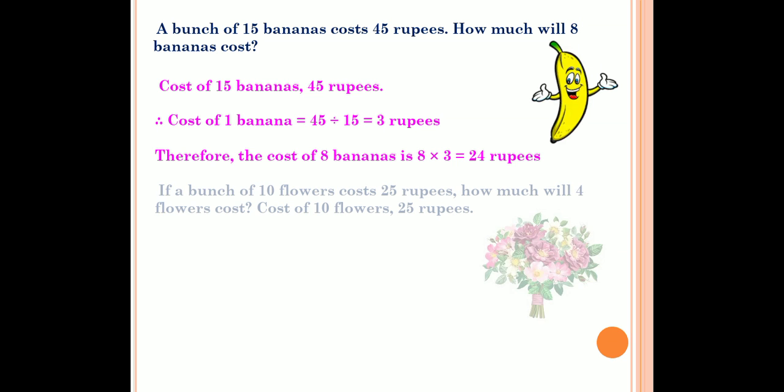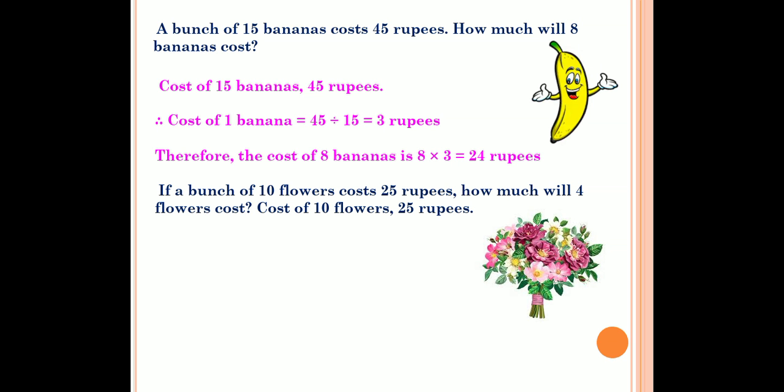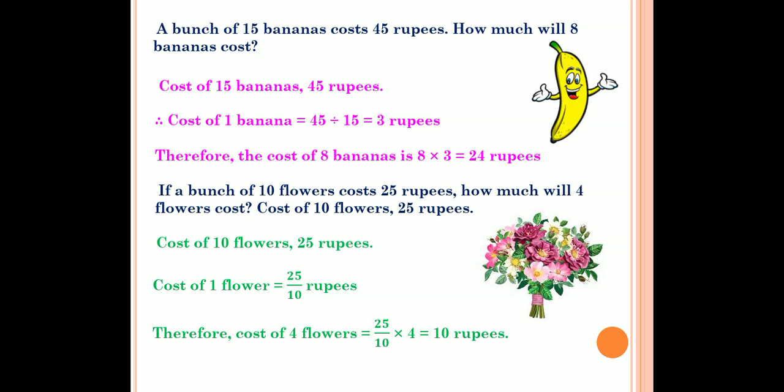Now another example. If a bunch of 10 flowers costs rupees 25, how much will 4 flowers cost? The cost of 10 flowers is 25 rupees. Then the cost of one flower is equal to 25 divided by 10. Why are we dividing? Because we have to find the cost of one flower. So the cost of 4 flowers is equal to 25 divided by 10 into 4, which is equal to 10 rupees.